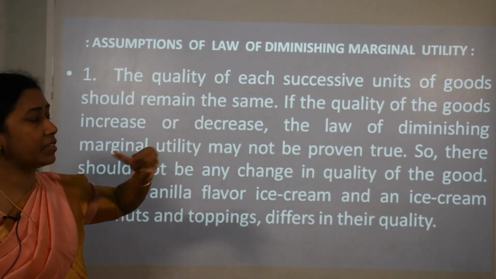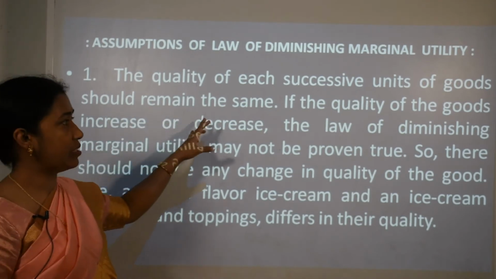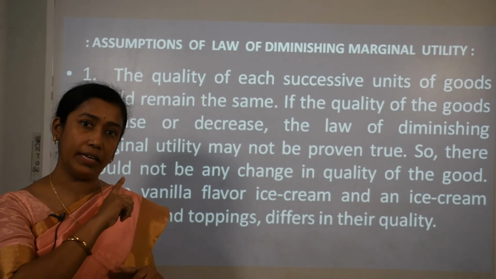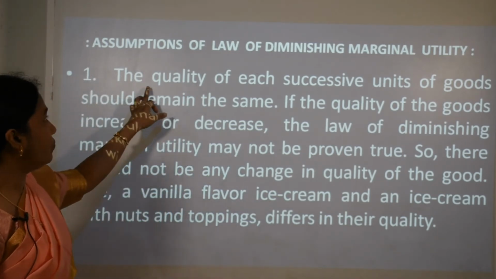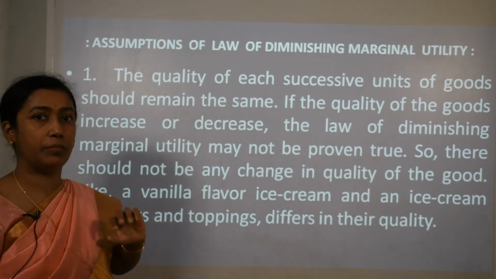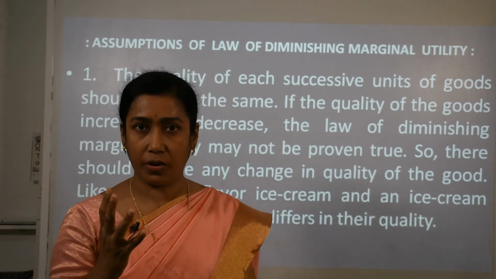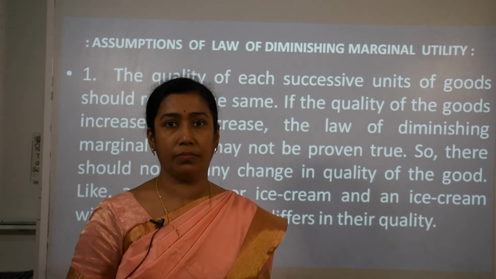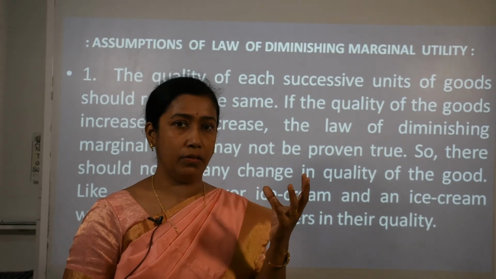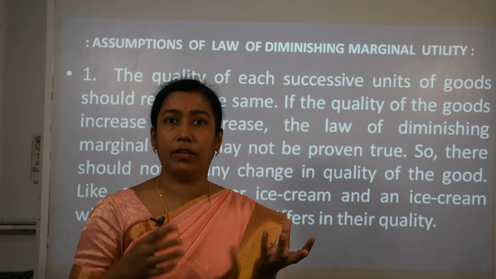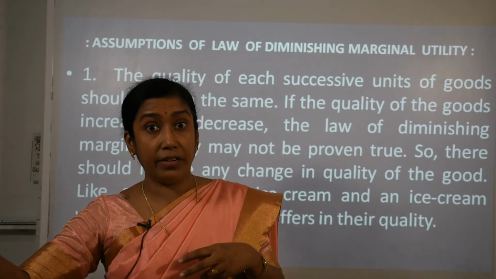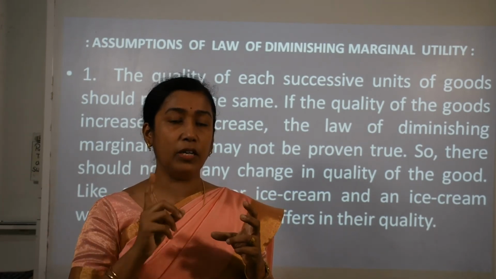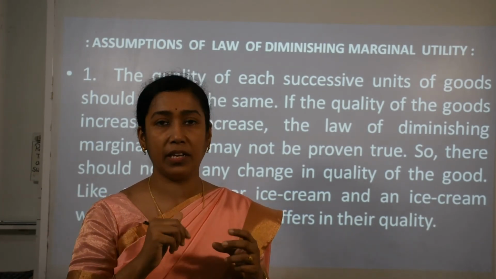First, the quality of each successive unit of goods should remain the same. I am trying to explain this assumption with the help of the example of oranges. When we say the quality of each successive unit, that means we have taken 7 units of oranges. The quality of each orange must be the same. It's not like that one is a 40 rupees per kg orange, one is 60 rupees per kg, and one is 120 rupees per kg. Why? Because quality should not change. Quality of each and every orange must be the same.